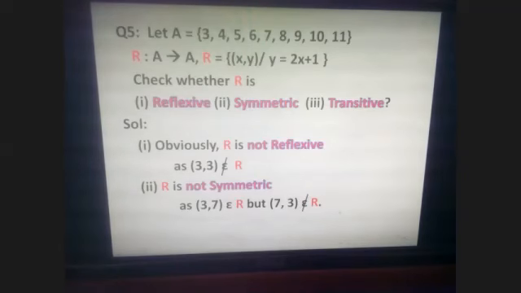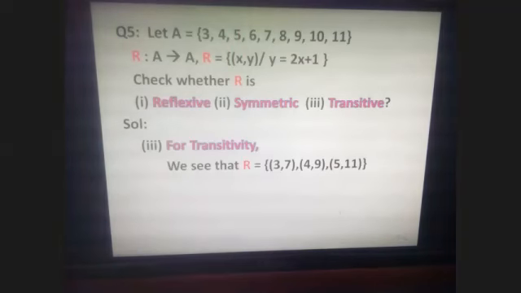Can any of you tell me whether it is transitive or not? Pushti, can you tell whether it is transitive or not? No, it is not. No? Let us see. Transitivity, you understand very carefully.